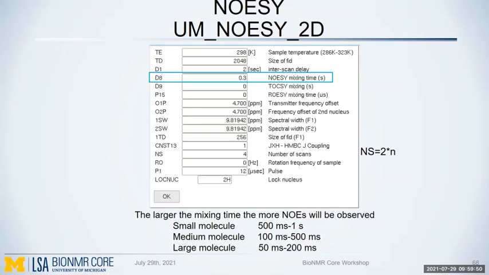And the NOESY spectrum also has a mixing time parameter called D8. And this parameter actually also depends on the molecular weight. For small molecules, 500 milliseconds to 1 second is good. For medium-sized molecules, you can set it to 100 milliseconds to 500 milliseconds. And for larger molecules, you will set a smaller mixing time, 50 milliseconds to 200 milliseconds. Also, similar to the TOCSY experiment, the larger the mixing time, the more NOE will be observed in your NOESY spectrum.